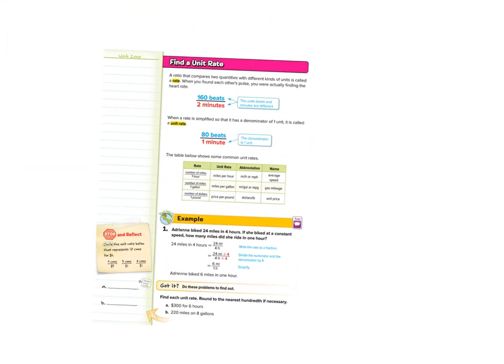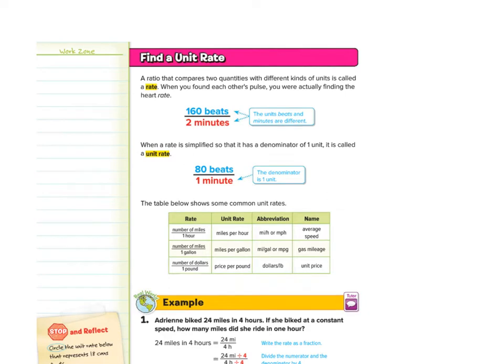So let's go back to the top. For our main concept today, we're going to look at rate and unit rate. A ratio that compares two quantities with different kinds of units is called a rate. So, two quantities with different kinds of units. For example, kilometers per hour.